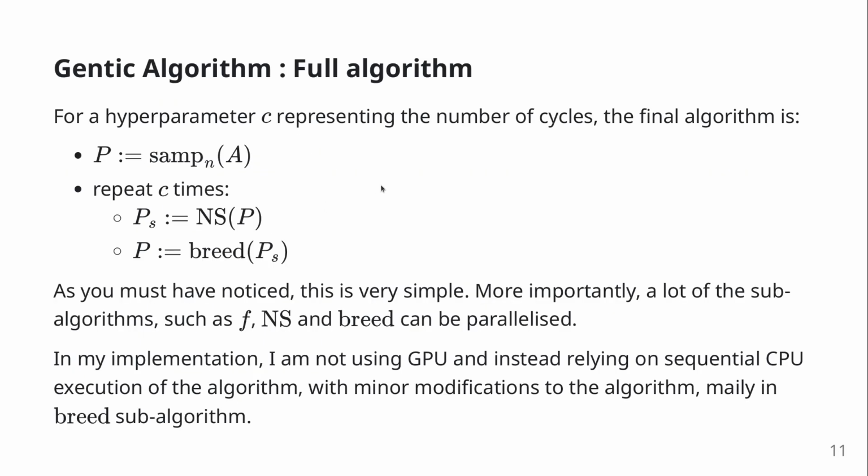Okay, so the full algorithm basically is just 2 steps repeating again and again. First you do natural selection and then you do breeding, and you just repeat it c times, where c is some number, and you get a sort of optimum population. Now in that population you just choose the one who is the most fit and go with that.